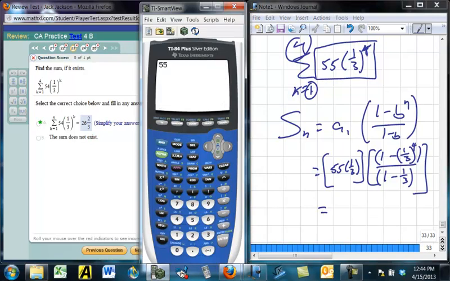55 times 1/3 times parentheses, open parentheses, 1 minus, open parentheses, 1/3, close parentheses to the power 4, close numerator, divide by, open denominator, 1 minus 1/3, close the denominator, close the whole fraction. Boom.